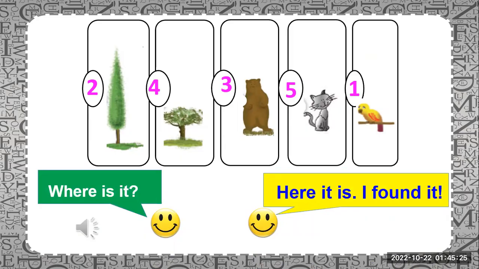Now you play in pairs. So here's how to play in pairs. We play a group game. These are the cards, try to find the word when you listen to it. Find the card when you hear the word. Small bird, tall tree, fat bear, short tree, and thin cat.